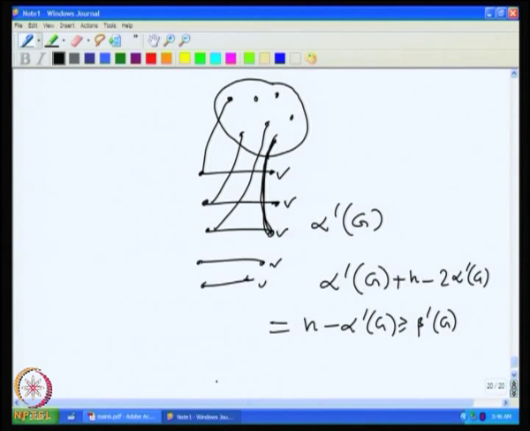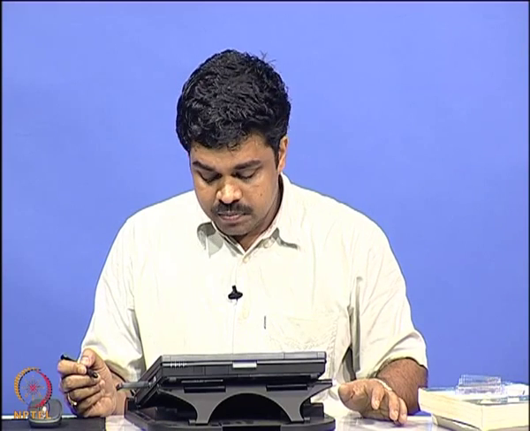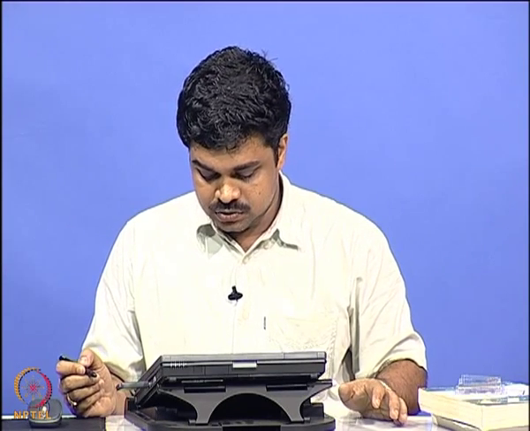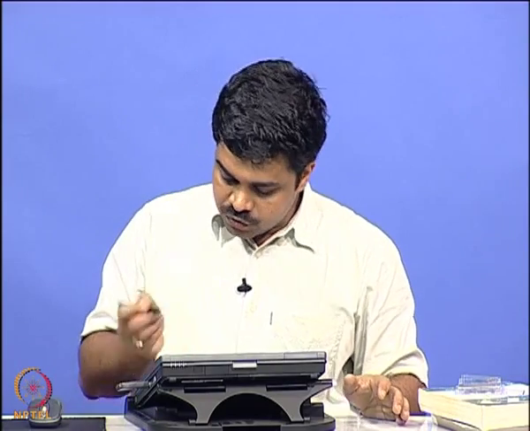So what have I now shown? I have taken a biggest matching and showed that using that biggest matching, I can get an edge cover of the graph so that its cardinality is n minus alpha dash of G. Of course, our edge cover can be less than that. So we write this equation. Now we have to show the other side.